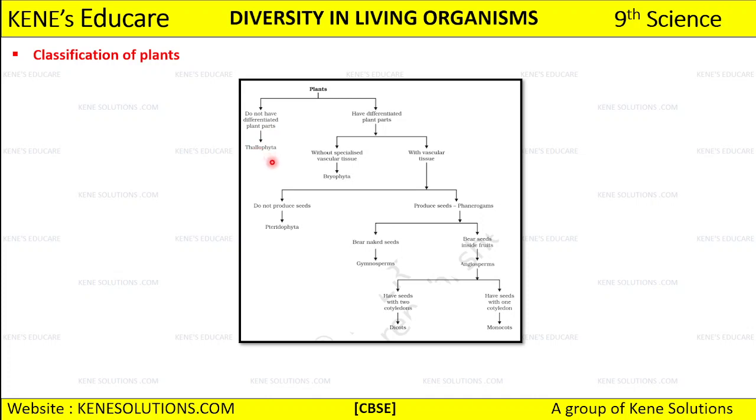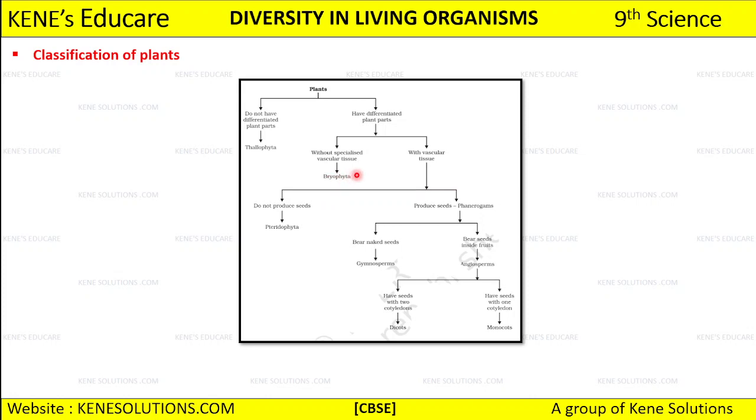Thallophyta includes the plants that do not have differentiated plant parts like root, stems, leaves. Then we have plants that do have differentiated plant parts, and there also we have two kinds of division, depending on whether they have vascular tissue, xylem or phloem, or not. So the plants that do not have xylem and phloem, that is, they do not have any specialized vascular tissue, come under the bryophyta division.